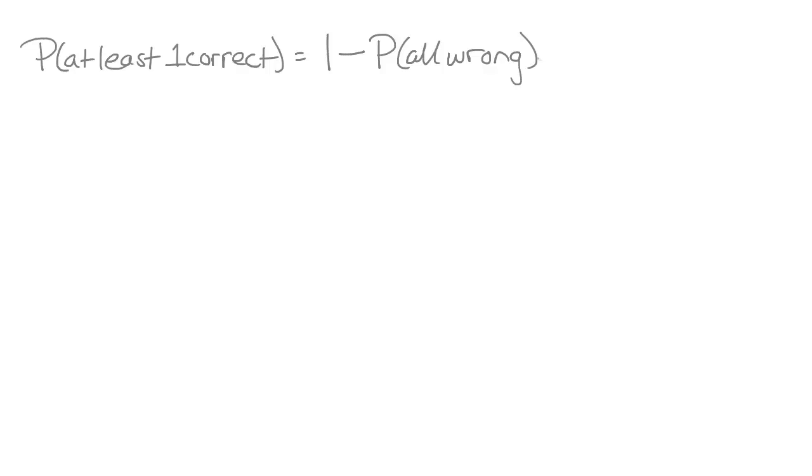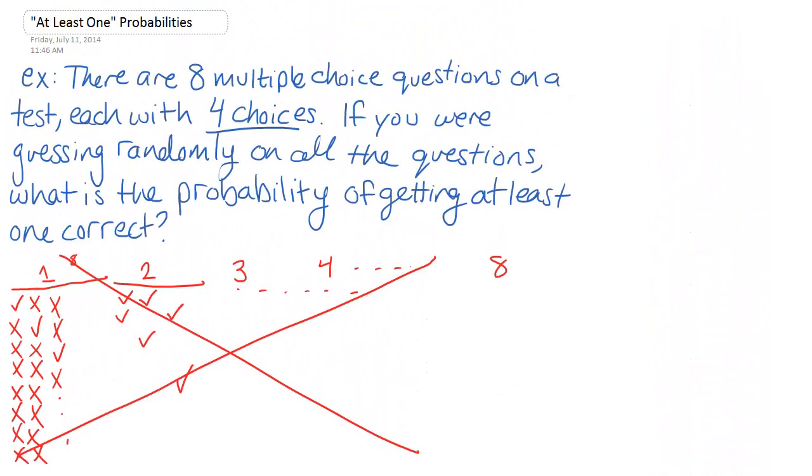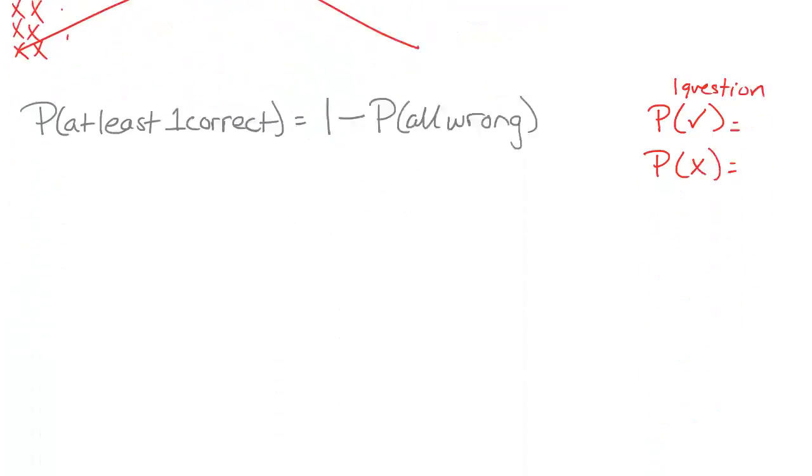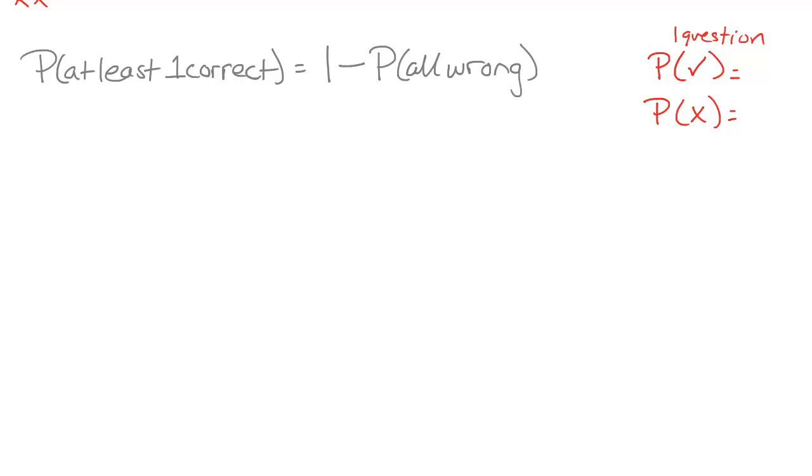Now this is a lot easier to compute because there's only one way to get them all wrong. Every single question is wrong. Now just on the side here, if we're talking about one question, the probability that we get it right versus the probability that we get it wrong just has to do with how many choices we had. In this problem, it said that each multiple choice question had 4 choices, which means that the probability of getting it right if you're just guessing would be 1 out of 4. The probability of getting it wrong would be 3 out of 4. Now this is just for one question.